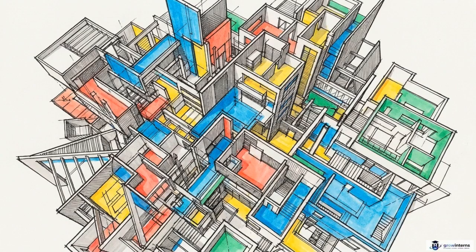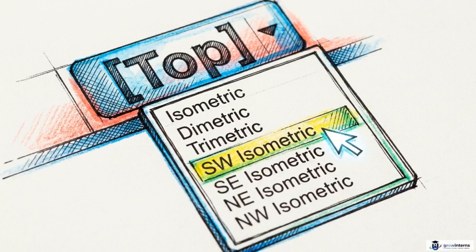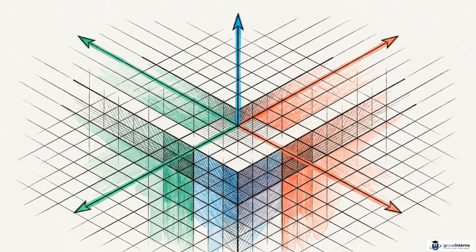lines become impossible to read. To fix this, look at the top left corner of your drawing area. Click the bracketed label that says Top and change it to SW Isometric. Your grid now tilts to provide depth, perspective, and a clear view of the vertical Z-axis.